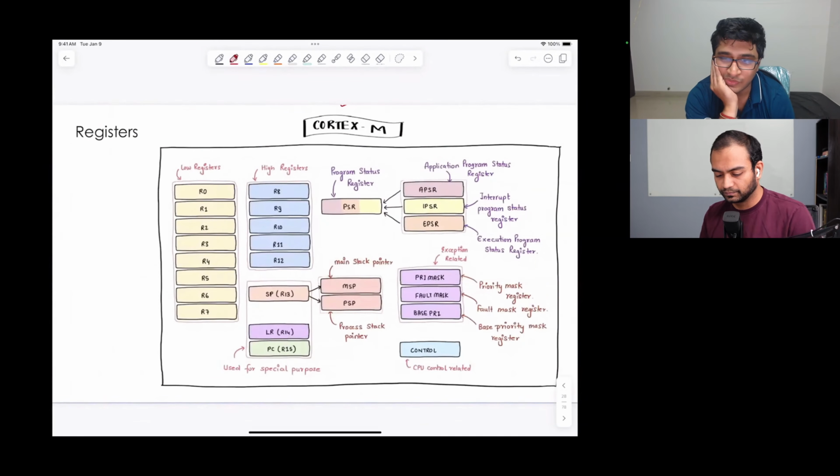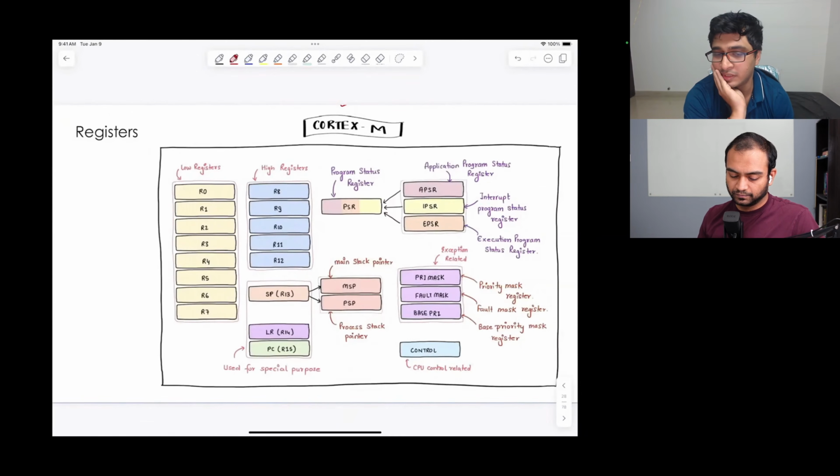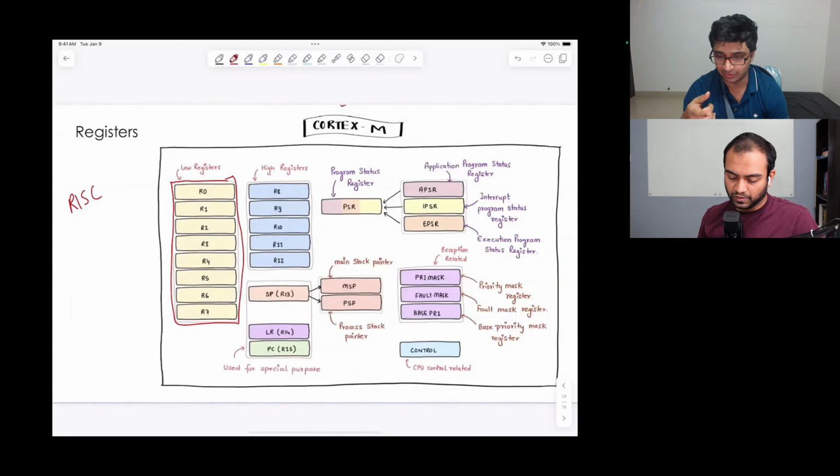When we talk about Cortex-M, any RISC-based processor will have something called general purpose registers. We read about it in the previous lecture. Why is it so? Because RISC architectures don't want complex things, so they want to expose the minimal possible operations that you can do. Even CISC may have these registers, but it may not expose them.